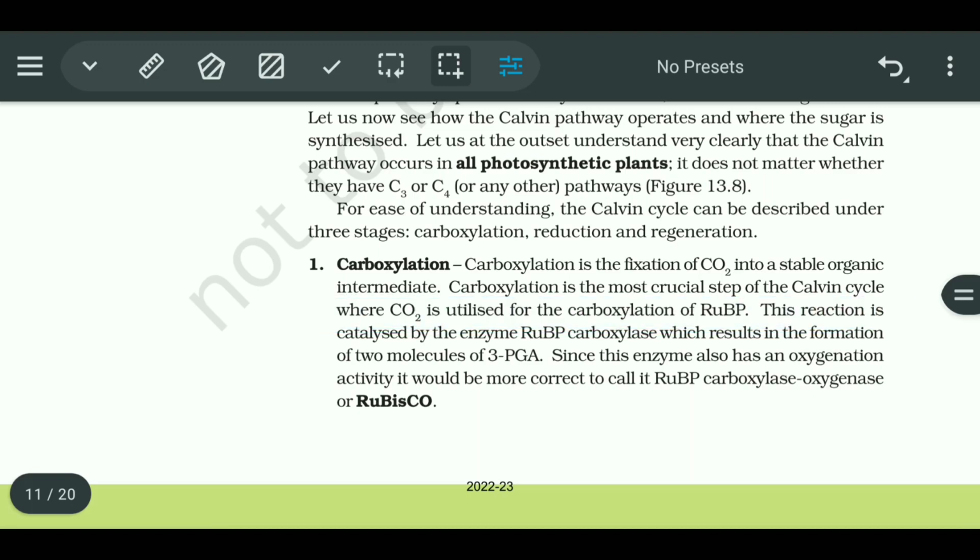This reaction is catalyzed by the enzyme ribulose bisphosphate carboxylase, which results in the formation of 2 molecules of 3-phosphoglyceric acid. Since this enzyme also has an oxygenation activity, it will be more correct to call it ribulose bisphosphate carboxylase oxygenase, or RuBisCO.